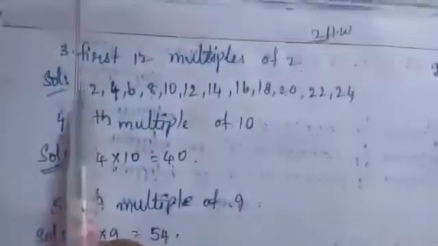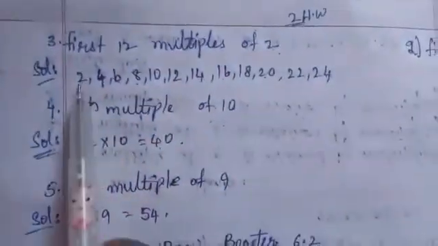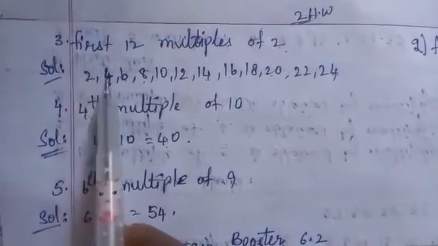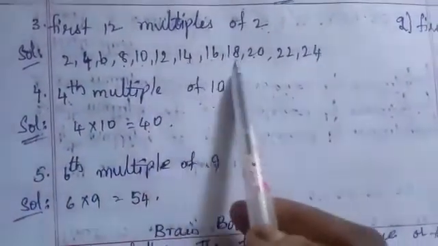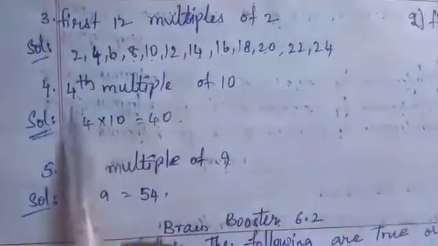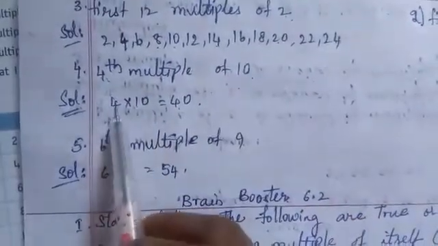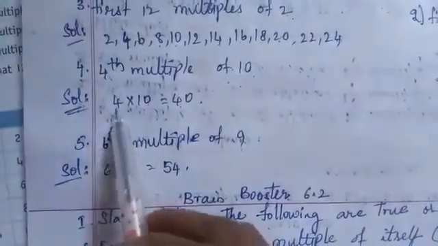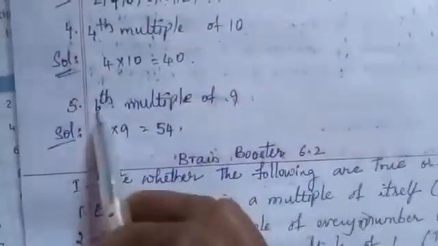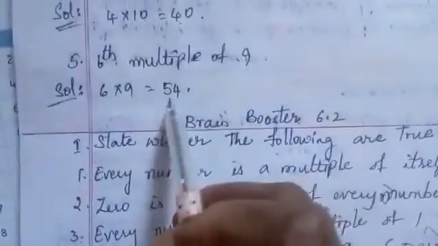Now I am showing you third one, first 12 multiples of 2. So you need to write the multiples of 2, that is 2, 4, 6, 8, 10, 12, 14, 16, 18, 20, 22, 24. Fourth sum is fourth multiple of 10. As we already know, 4 into 10 will give us fourth multiple. 4 tens is 40. Again sixth multiple of 9. 6 into 9 is 54.